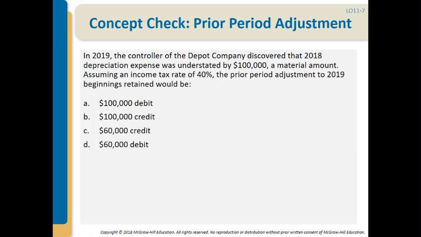All right, so here we have an example. In 2019, the controller of the Depot Company discovered that 2018 depreciation expense was understated by $100,000, a material amount, assuming an income tax rate of 40%, the prior period adjustment to 2019 beginning retained earnings would be. Well, in this case, what has happened?